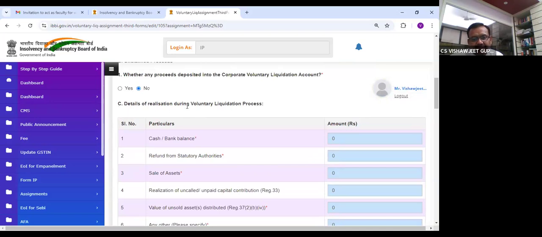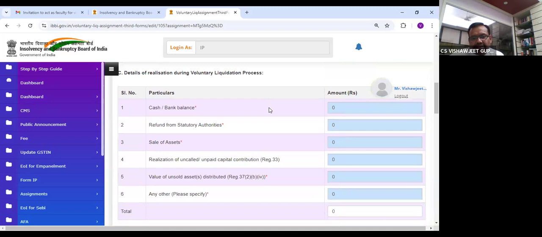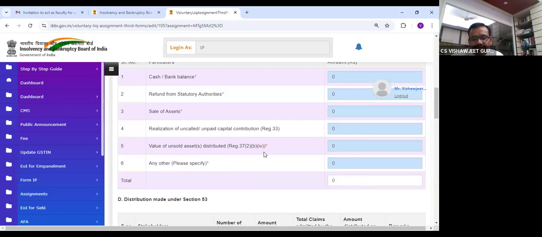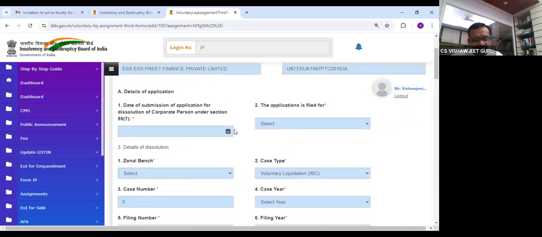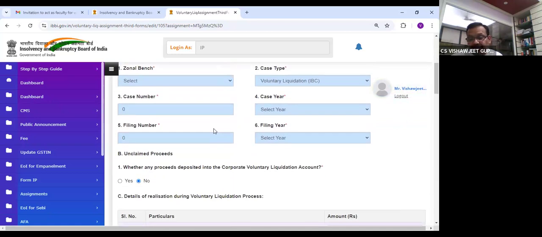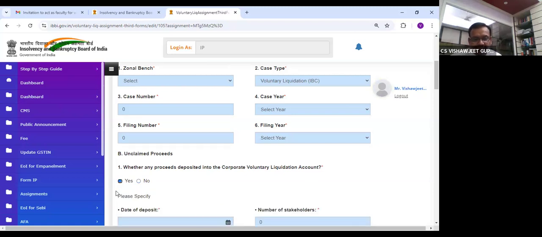Then details of realization during voluntary liquidation process. Cash, bank balance, you will have to mention here. Refund from statutory authorities. Sales of assets. How much amount you have realized from the sale of assets. Realization of uncalled or unclaimed unpaid capital contribution. Value of unsold assets distributed, any other specified, this is total. So all this information which is required to be filled in form VL1, VL2, VL3, VL4, all this information is required to be filled in form H simultaneously, form H compliance certificate, right?